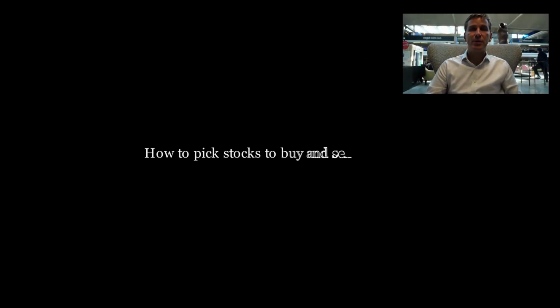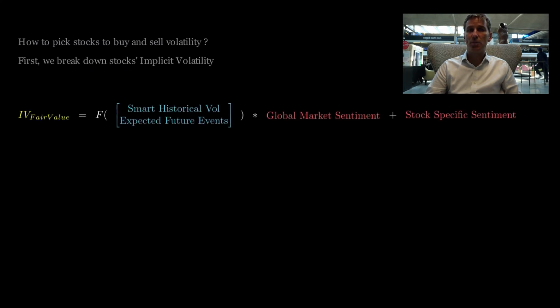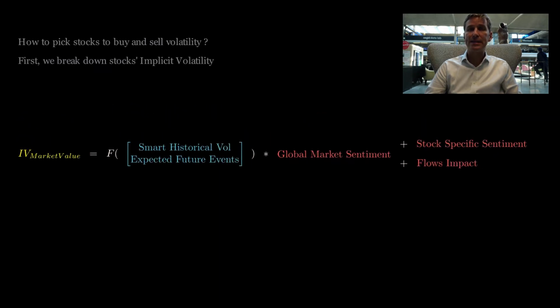Hi everyone! Today we are going to see how we can build an indicator to help us pick the best stocks to buy and sell volatility. The first stage is breaking down the vol into identifiable parts. The fair value of the implicit vol is decomposed using hard data and sentiment. The market value is assumed to be the fair value, disturbed only by buying and selling flows.